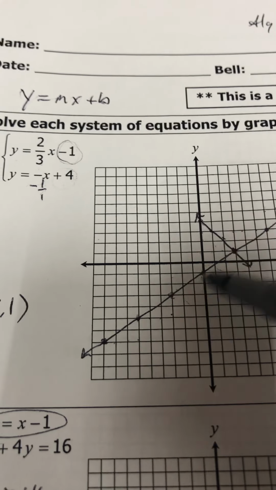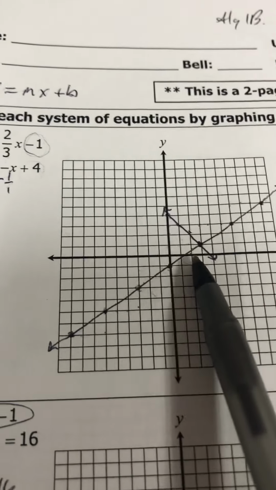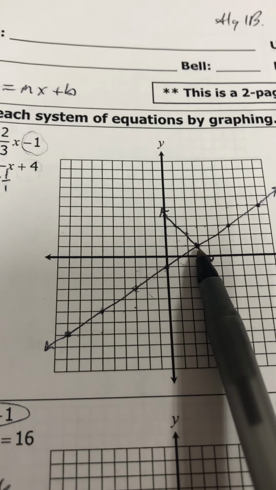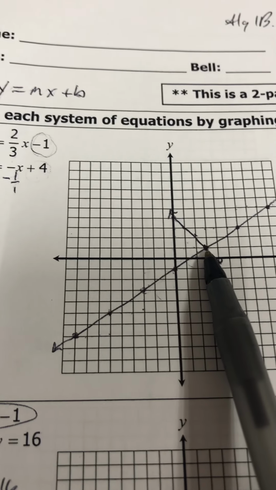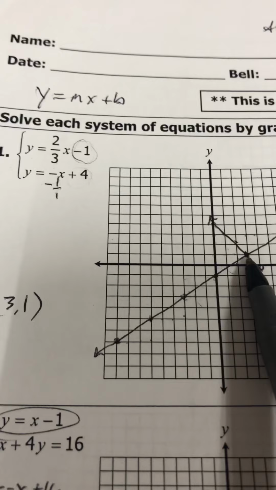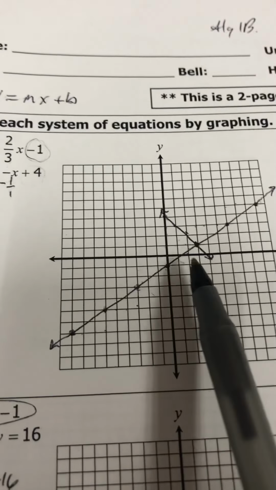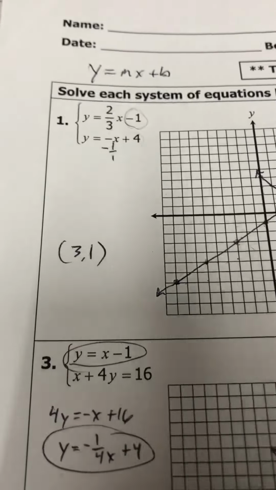I can see where these lines intersect. And where the lines intersect is the solution to these two, to the system of equations. And that point is 3, 1.